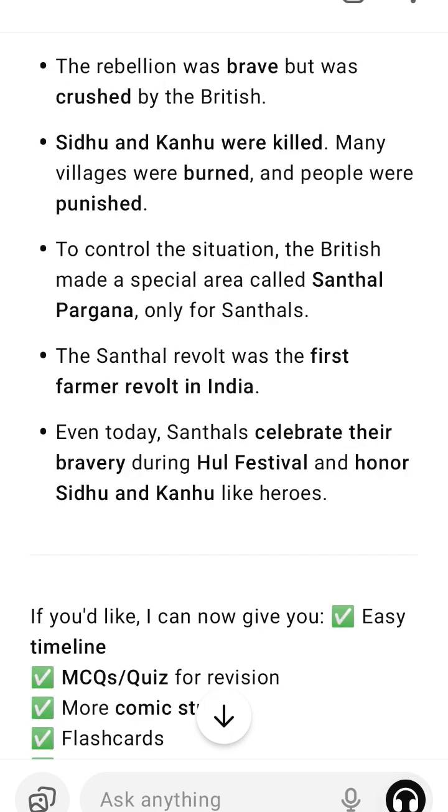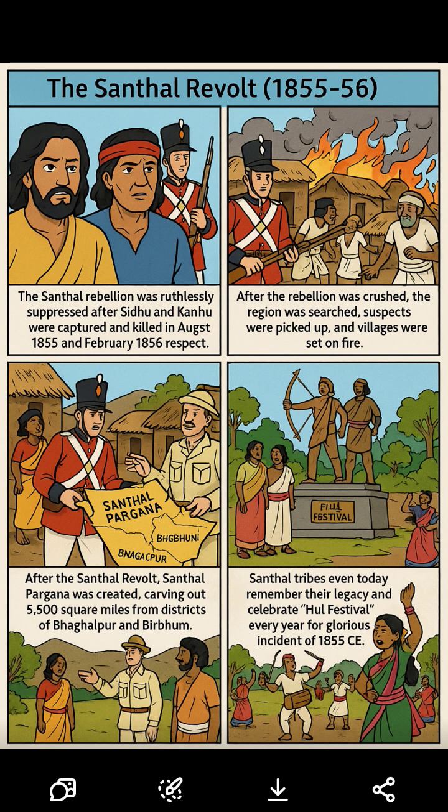3. Creation of Damini Ko. In 1832, the British carved out a special area called Damini Ko, meaning skirts of the hills, between Bhagalpur and Rajmahal.